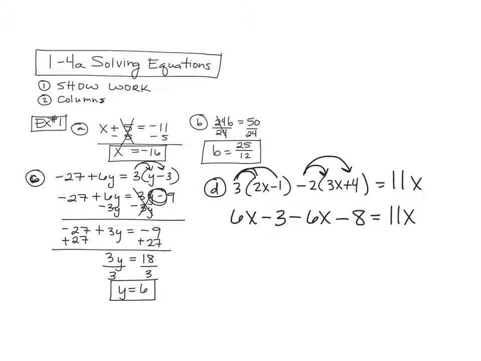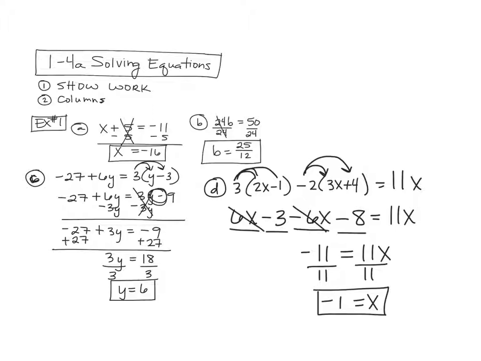Combine like terms, right? So we have 6x minus 6x, which is 0. Okay, so you don't need to write the 0 down. That's just gone. Negative 3 minus 8 is a negative 11 equal to 11x. Divide by that 11, and you get x is negative 1.